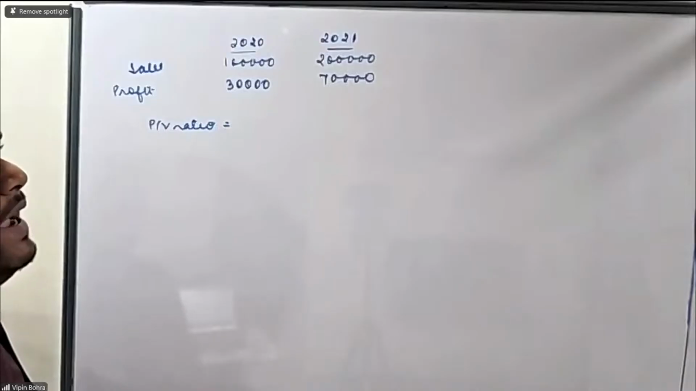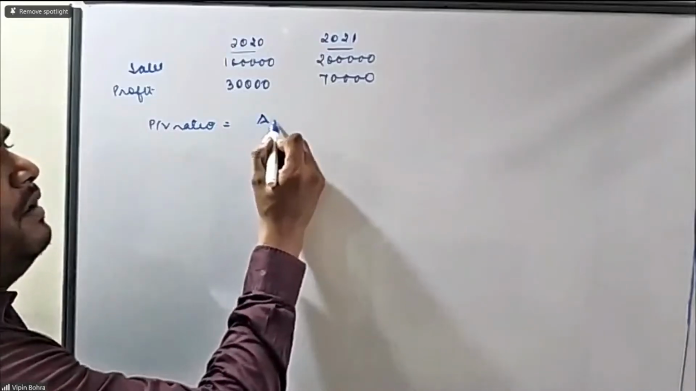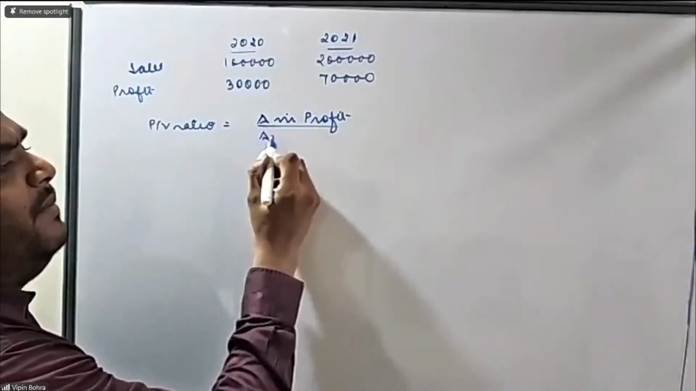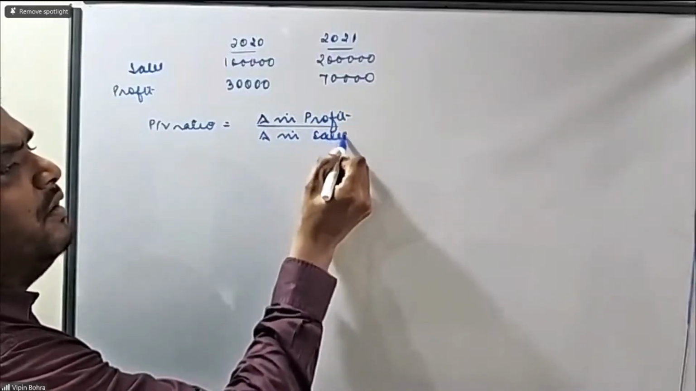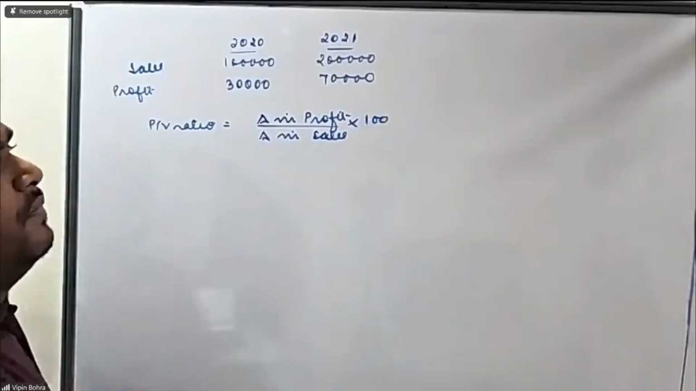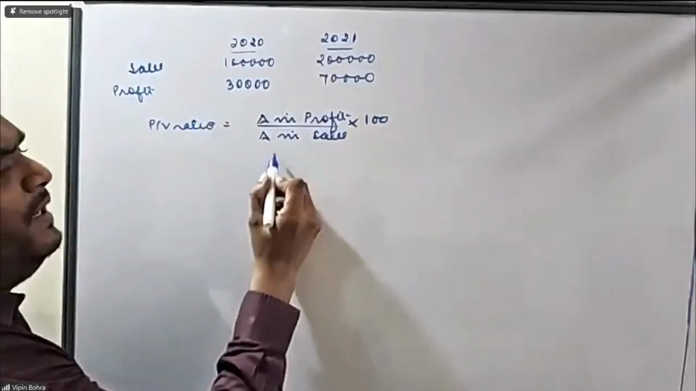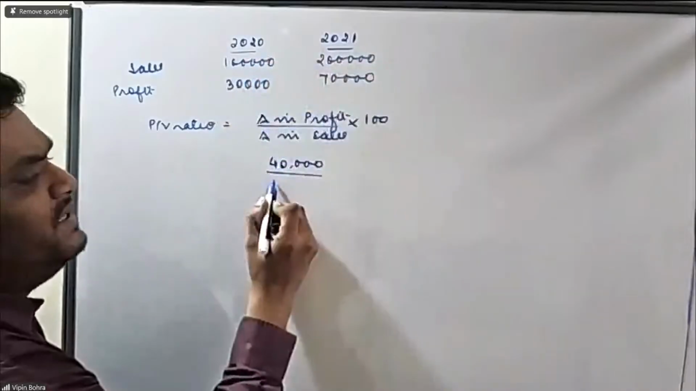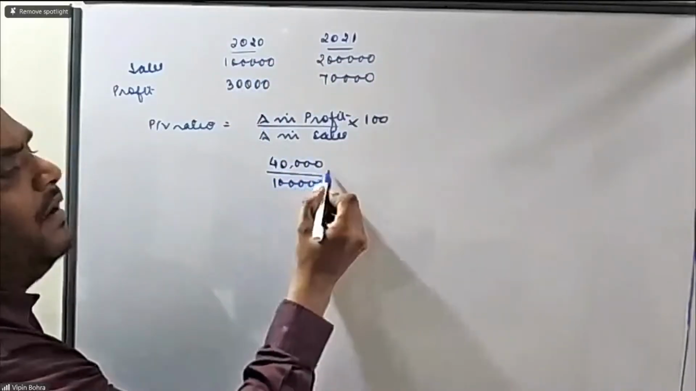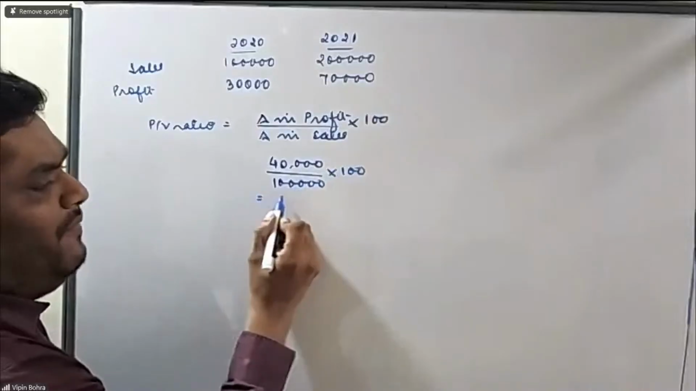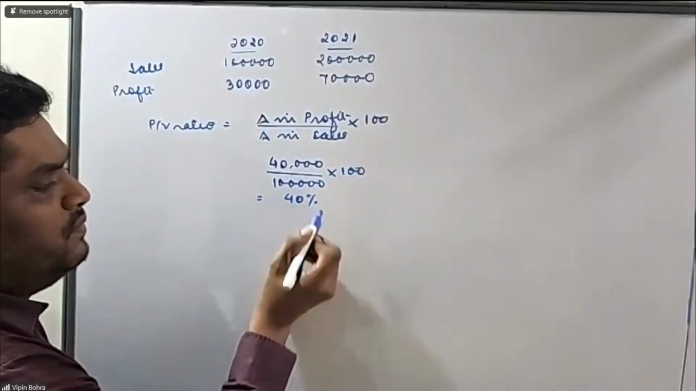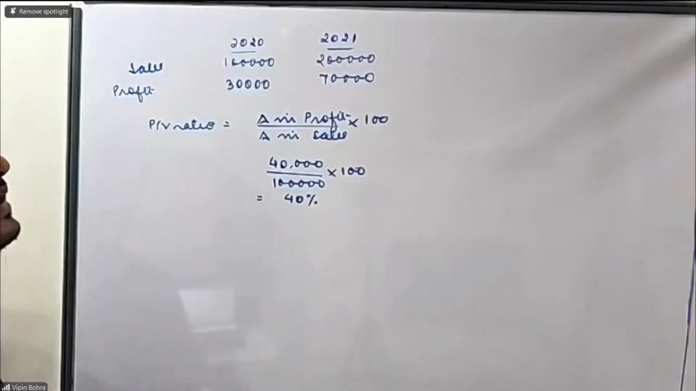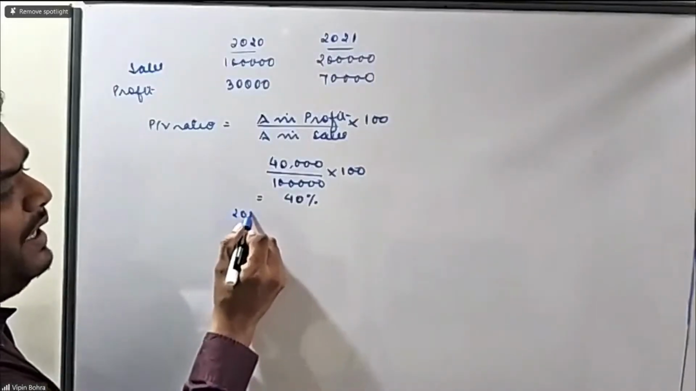So herein, if you want to calculate the PV ratio, very simple. It is change in profit divided by change in sales into 100. So how much is the change in profit? 40,000. How much is the change in sales? 1 lakh into 100. So my PV ratio will be 40%. Once the PV ratio is calculated, we can easily prepare the statement for both the years.